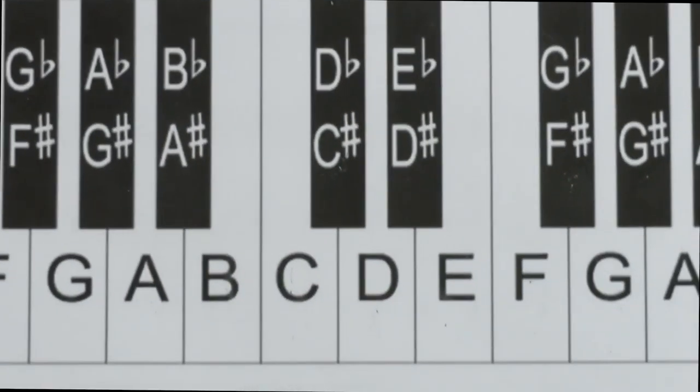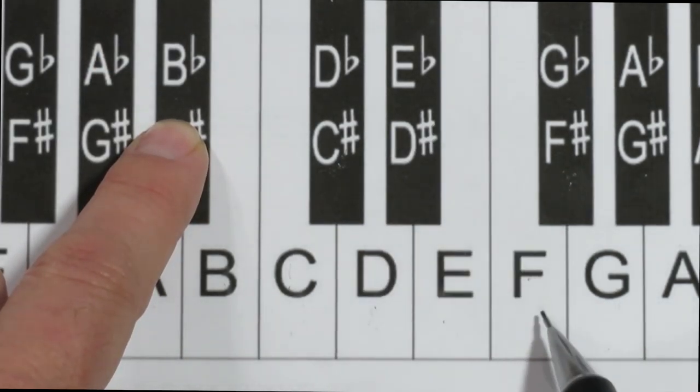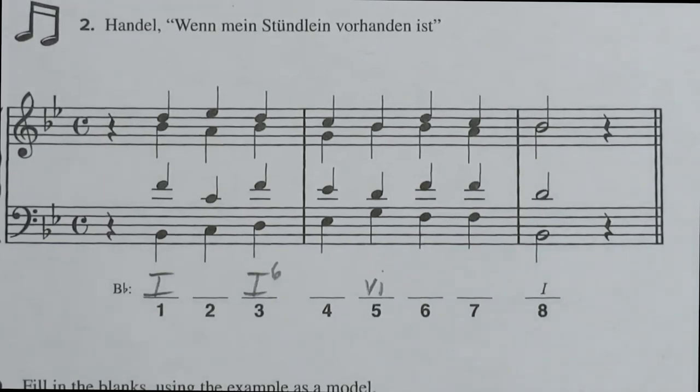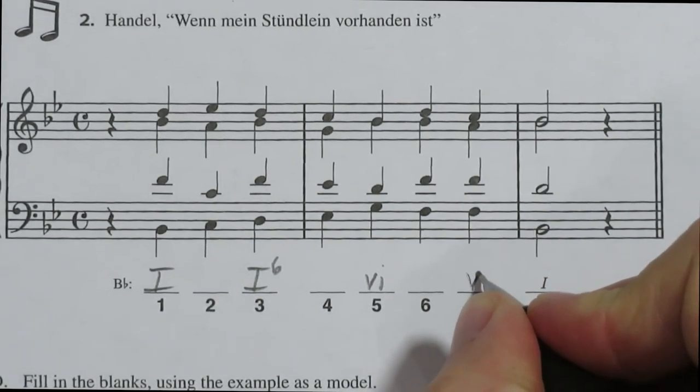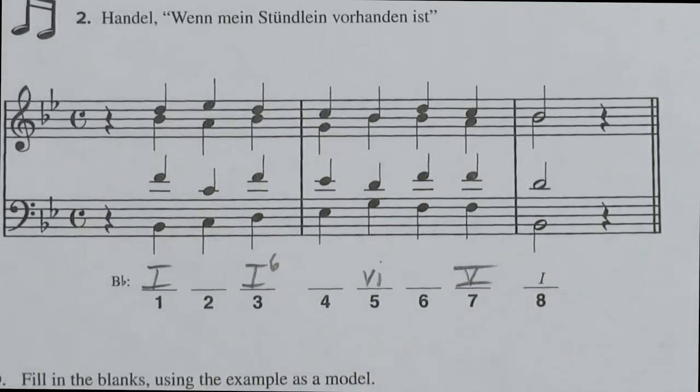And in B flat, that is the fifth scale degree. 1, 2, 3, 4, 5. We know 1, 4, and 5 are major. So it's in root position. There's a 5 chord. Okay.